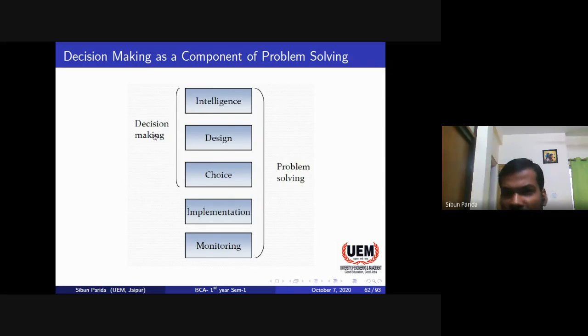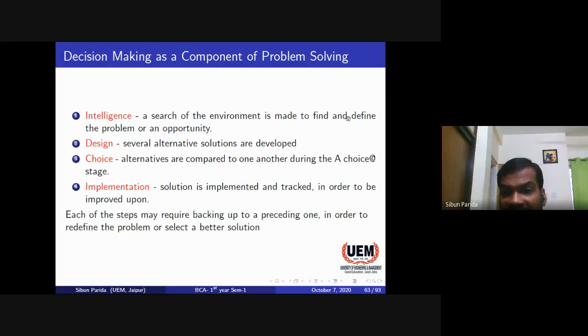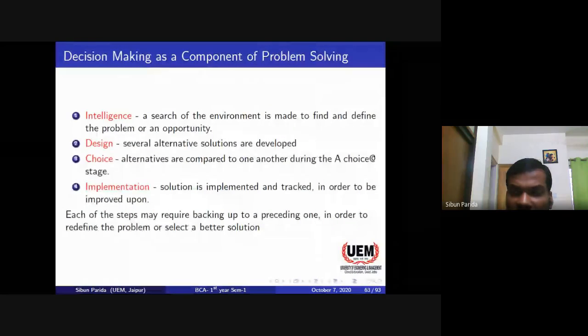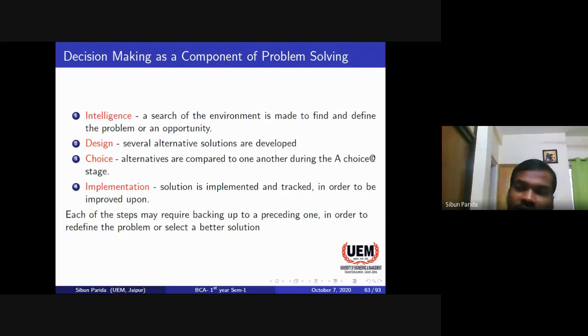So you are using your intelligence, creating a design, and making a choice based upon your decision making approach. Now, what is intelligence? A search of the environment is made to find and define the problem or an opportunity. Like I have given you an exam. Suppose in midterm one, I have 5 questions. If you know the answer, then you can write it. That is your intelligence. If you don't know, you are going to search multiple pages online, and you make a decision that this answer fits this question, so I will write it. That is an intelligence process, because there is a lot of information, but you are not writing everything. You are making a decision that I am going to put this answer against this question. So that is an intelligence system.